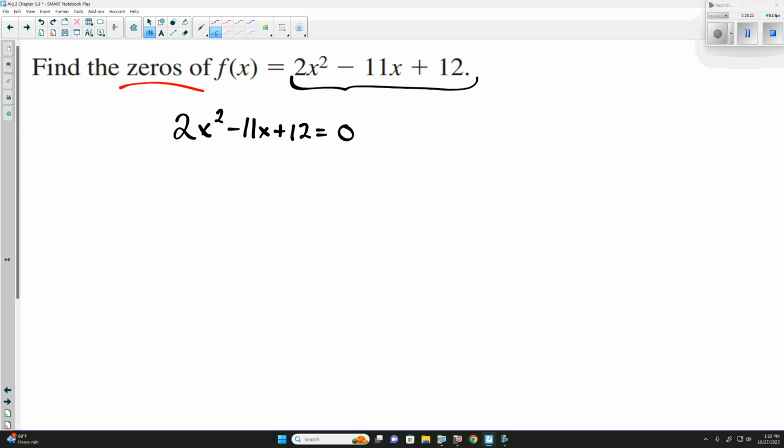Now we do have a middle term. We have that 11x, so we can't use the square root method. So we can factor, possibly. In this here we can. Is there a greatest common factor between these three terms? So we'll have two sets of parentheses with three spaces. Our signs. If the third term is positive, our signs are the same and match the sign of the middle term.